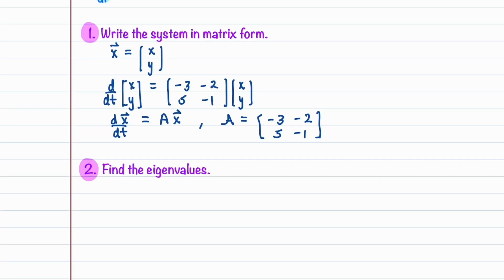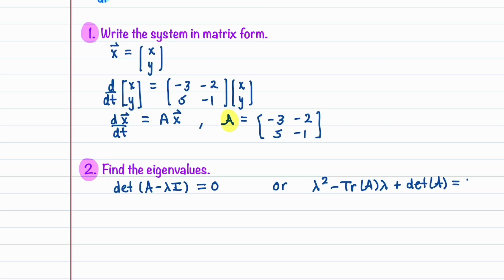In step 2, we are going to find the eigenvalues of our matrix A. There's our matrix A. There are two ways that we can do this. We can solve the determinant of A minus lambda I is equal to 0, or we can solve the equation lambda squared minus the trace of A times lambda plus the determinant of A is equal to 0. Let's solve the one on the left first. We have our determinant of A minus lambda I. That just means that we're going to subtract lambda off the main diagonal elements.